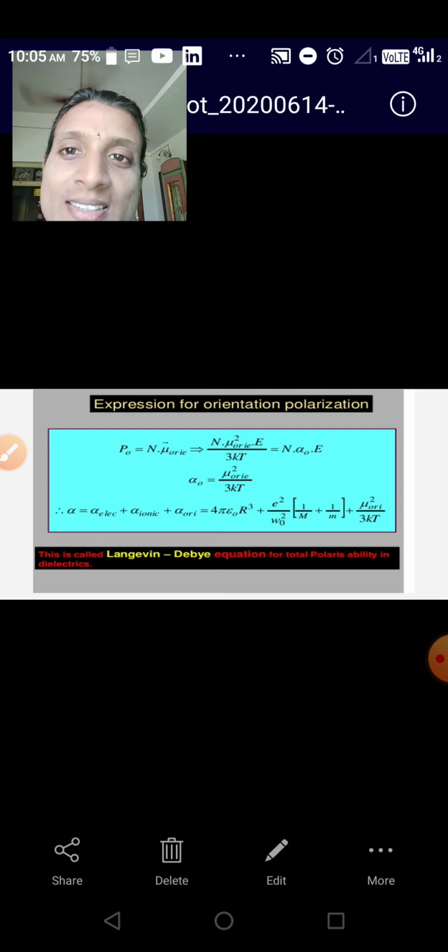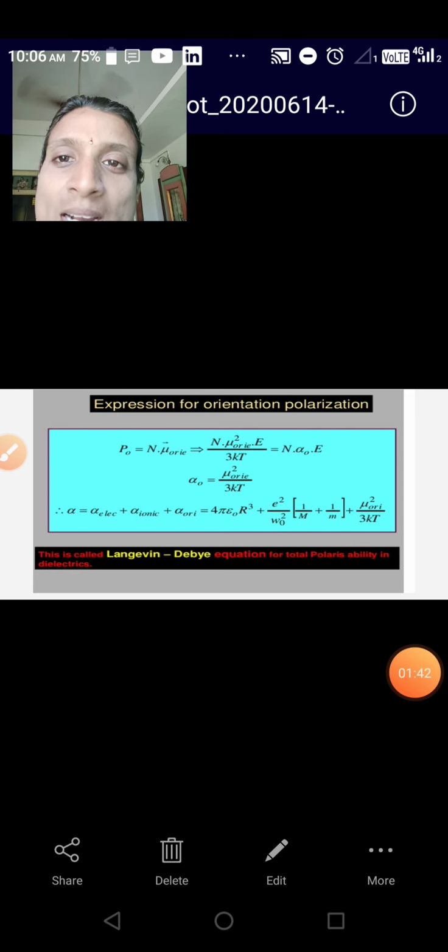Here T indicates that orientation polarizability depends on temperature. The previous polarizations do not depend upon temperature. Total polarizability is the combination of electronic polarizability, ionic polarizability and orientation polarizability. The combined relation is called the Langevin-Debye equation.